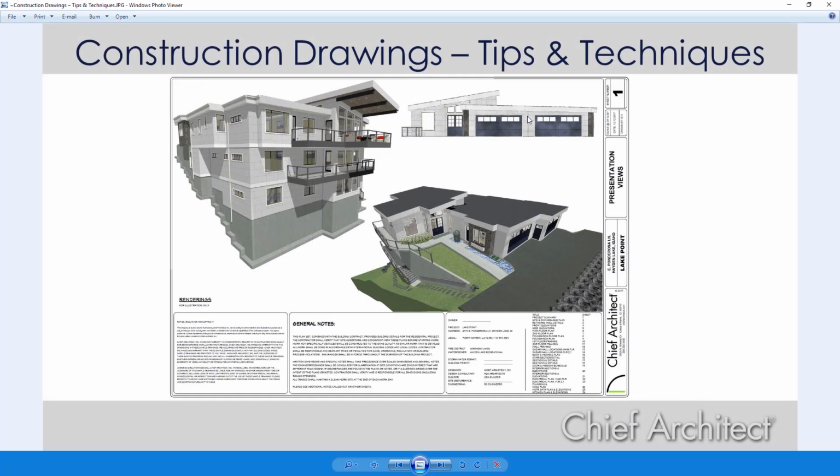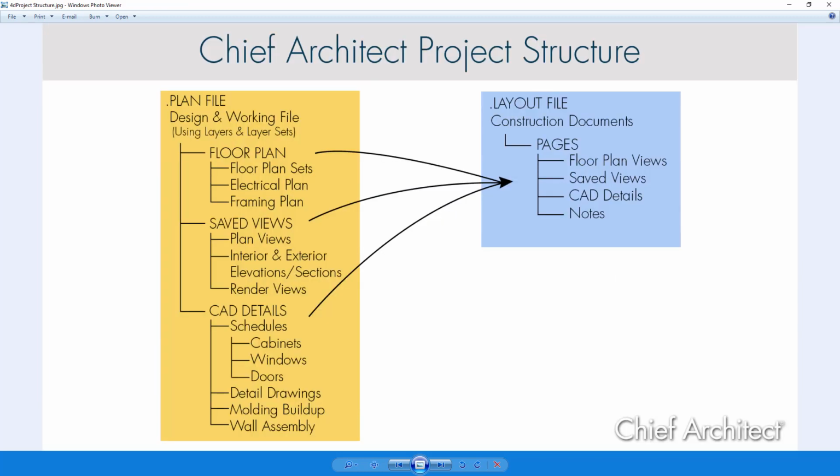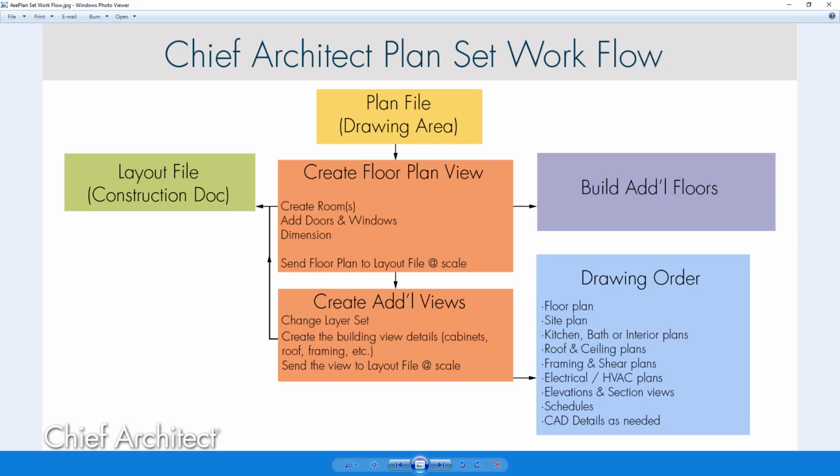Well, that wraps up the seminar on creating the construction drawings, tips, and techniques for the Lake Point sample plan. Again, if you want to take a look at the process that I've used, the plan file with the saved plan views and camera views are sent out to the layout sheet. Typical process is in your plan file, think of that as your drawing area. You begin by creating the floor plan view, different rooms or several rooms, add your doors and dimensions, save that plan view, send it out to your layout sheet, build additional floors as you need to, create additional views such as site plan, kitchen, roof, electrical, etc.